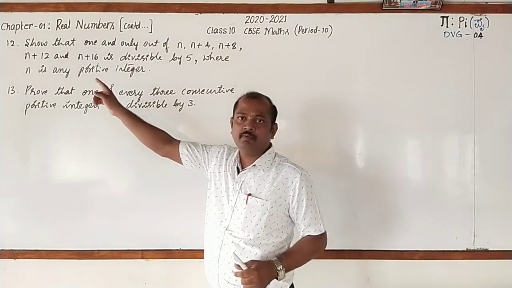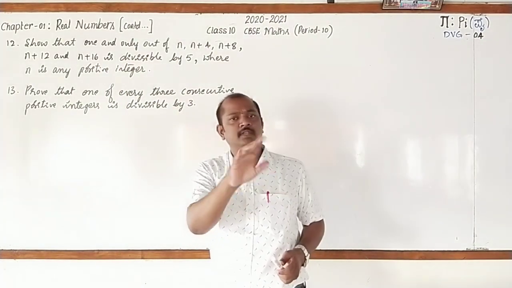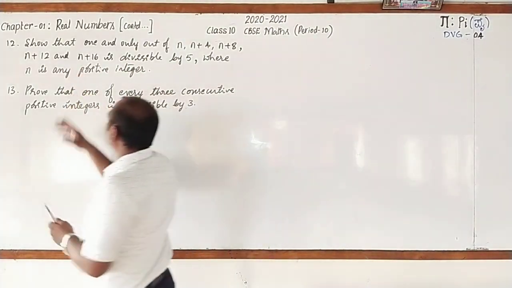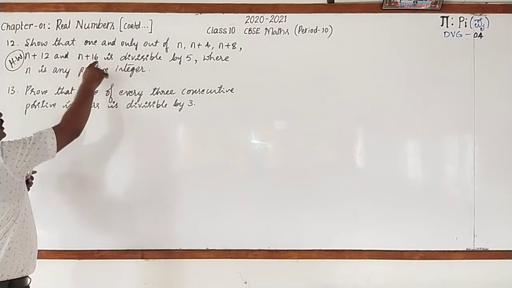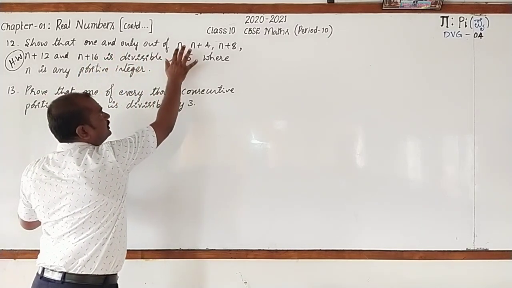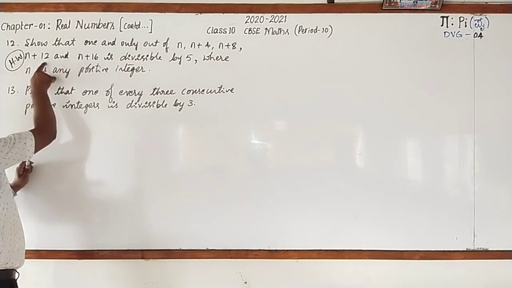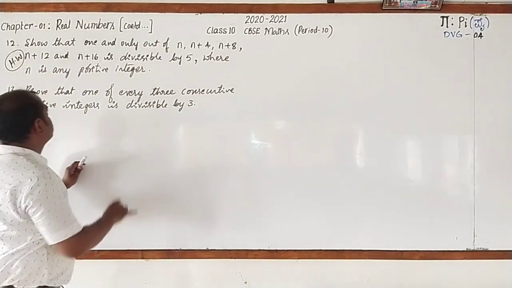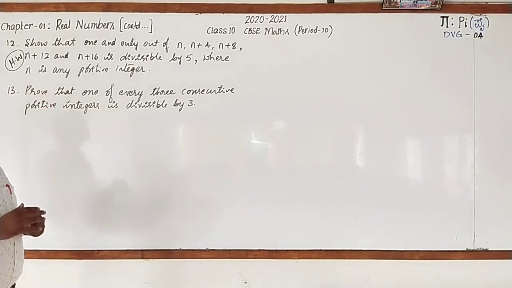Now, I have given one problem for homework. It is similar to the previous one. Go through this. This is the 12th one. Show that one and only one out of n plus 4, n plus 8, n plus 12 and n plus 16 is divisible by 5, where n is any positive integer. Then how do you go for taking?